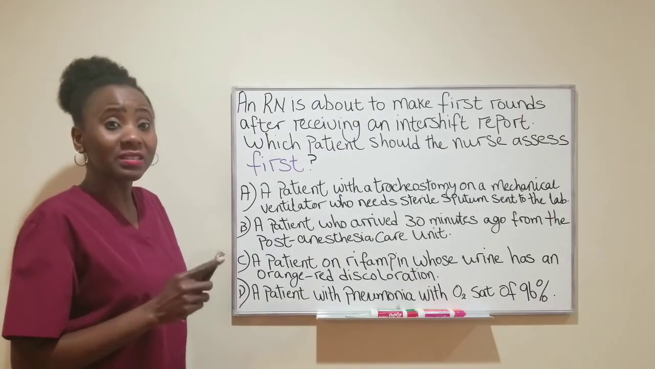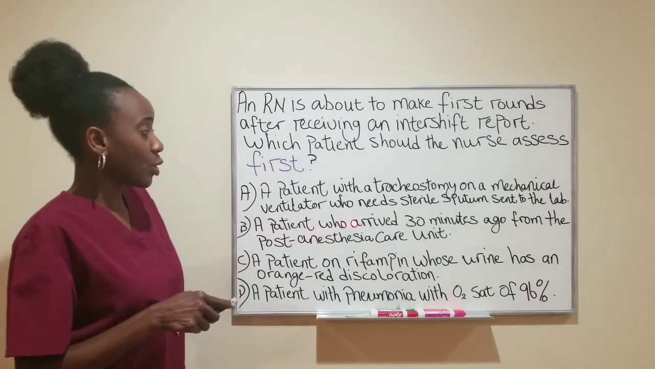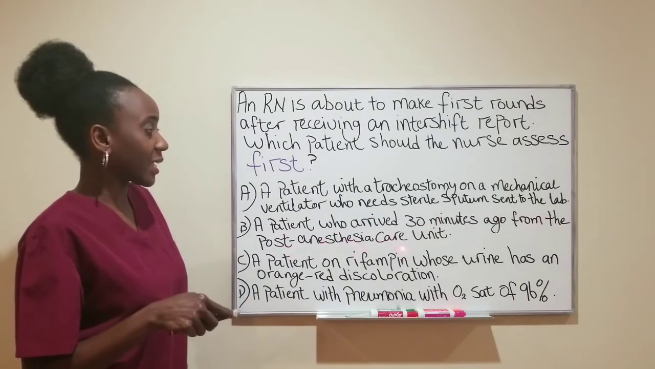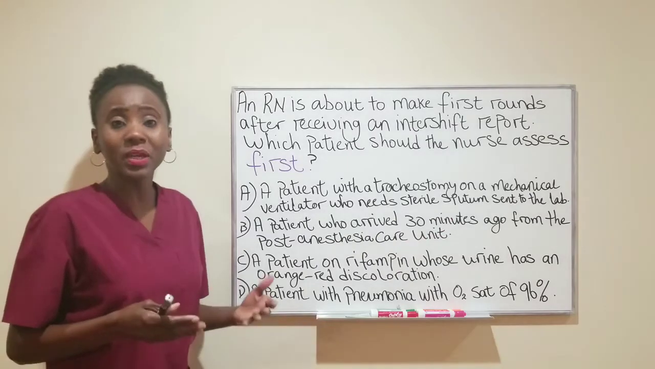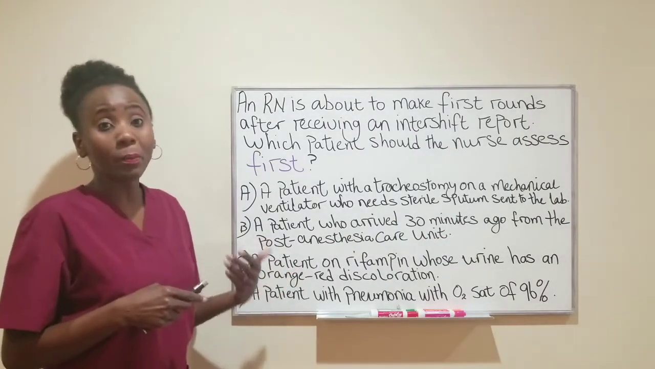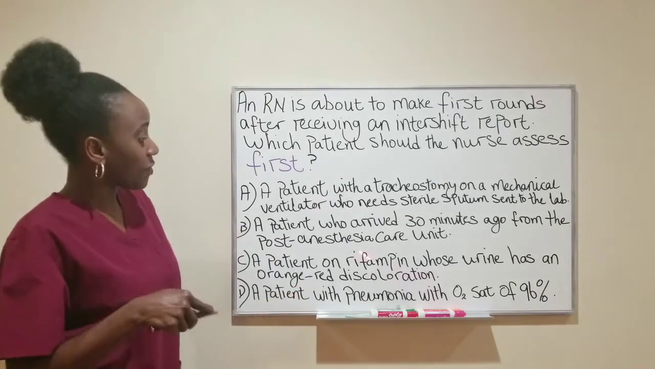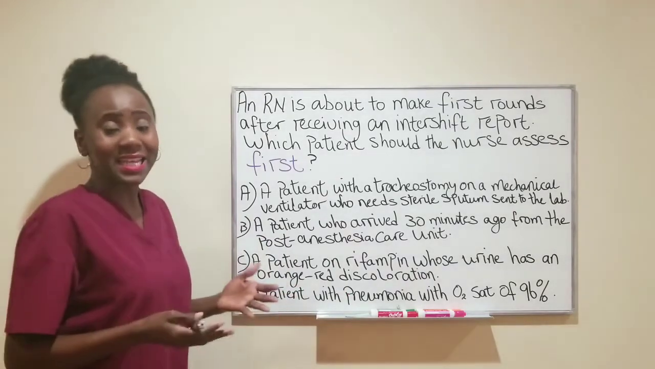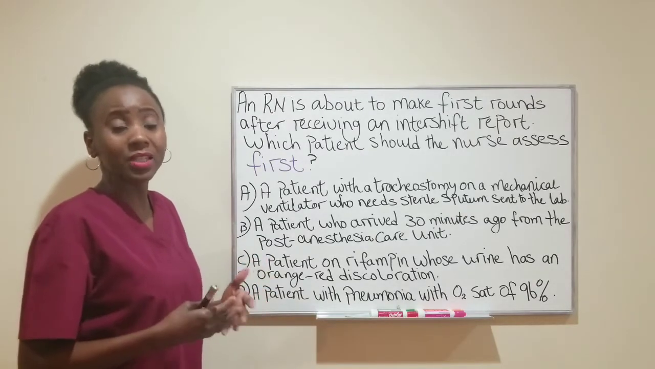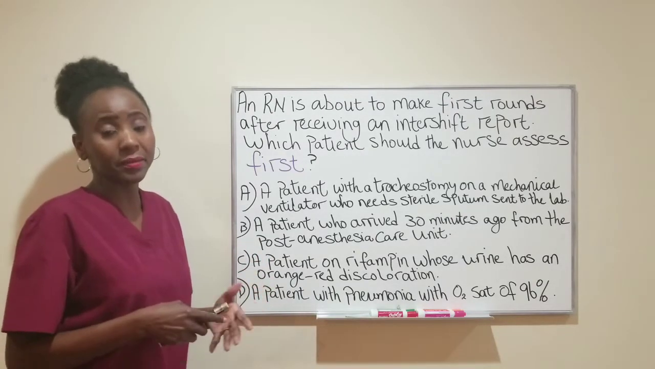The nurse would firstly assess the patient who arrived 30 minutes ago from the post-anesthesia care unit, and that is because this patient is at the greatest risk for developing complications. And in all of the other options, we do not have any indication that the patient is unstable or that the patient's condition is deteriorating.